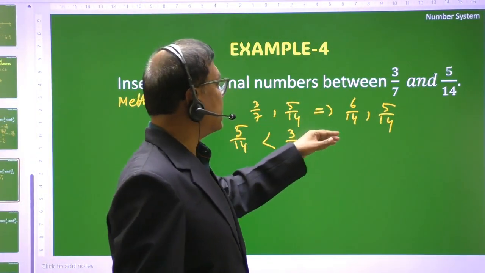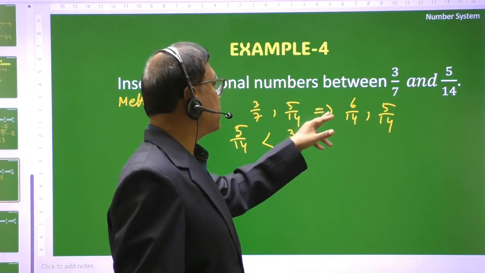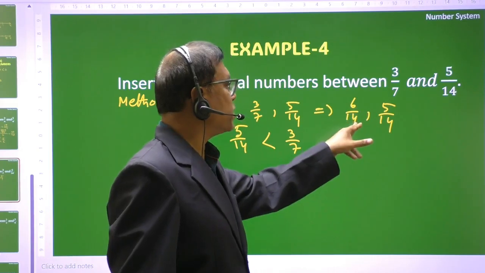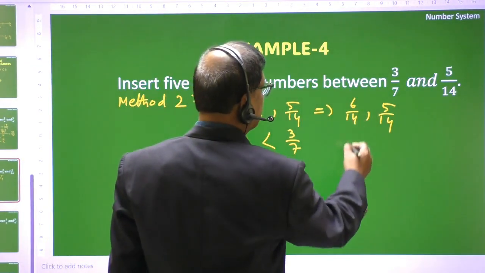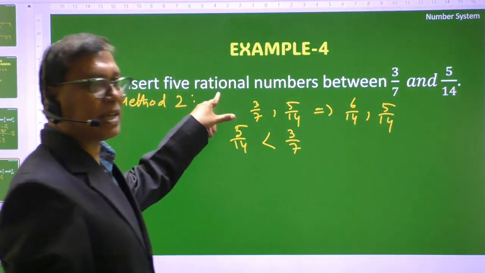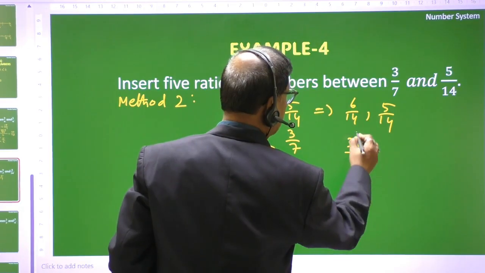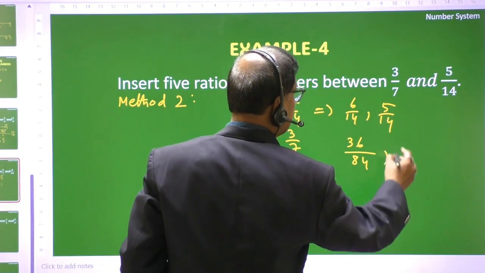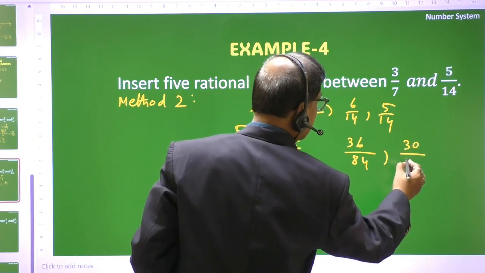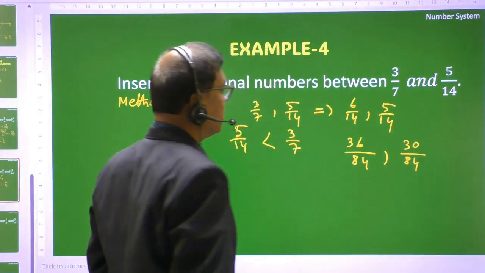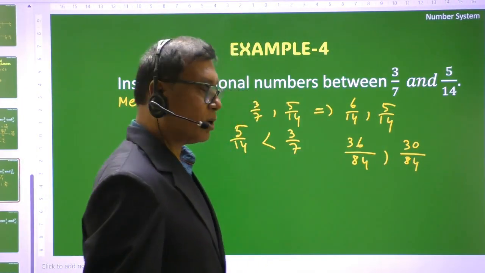By n plus 1, that means in this case by 5 plus 1, that is 6, we have to multiply the numerator and denominator of both the numbers. That means 6 multiplied by 6. Why 6? Because 5 rational numbers, 5 plus 1, 6. So 36 upon 84. Similarly here 5 into 6, 30, and here 84. This number is equivalent to this, and this number is equivalent to this.